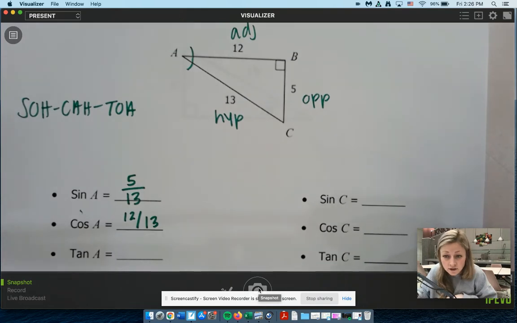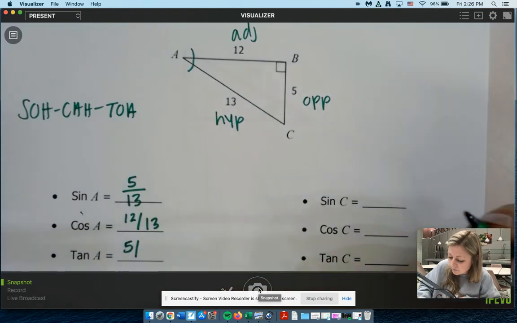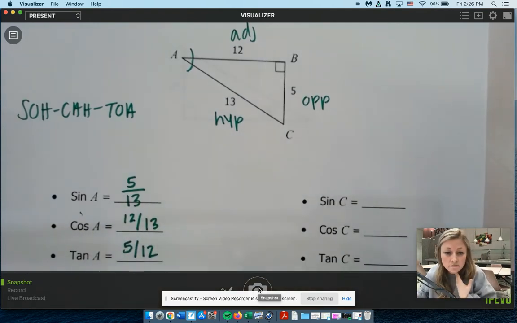And then our tangent would be our opposite over adjacent. So tangent would be our opposite 5 over our adjacent of 12. And again, check, can we reduce? No, we can't. Okay.